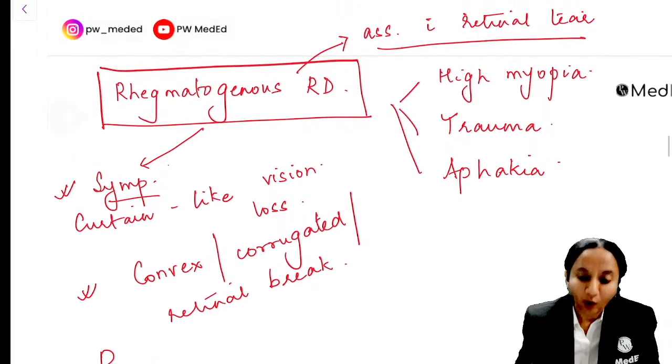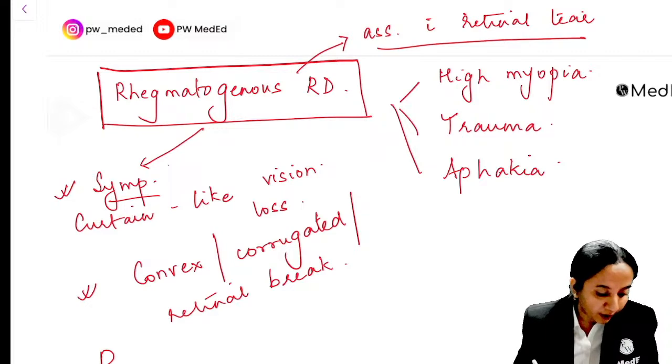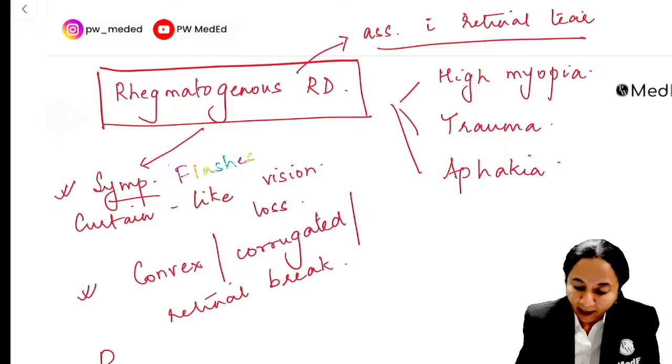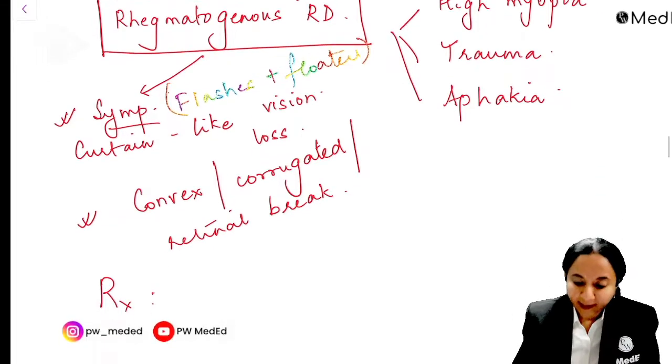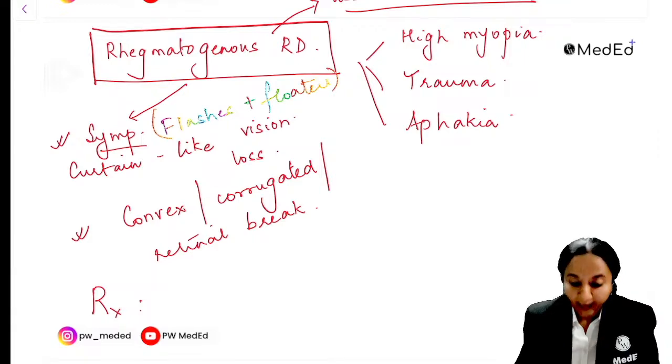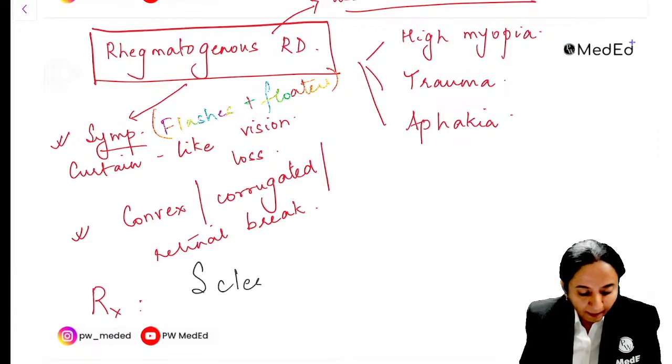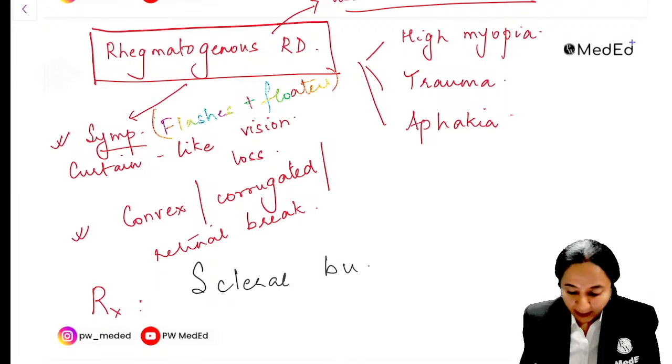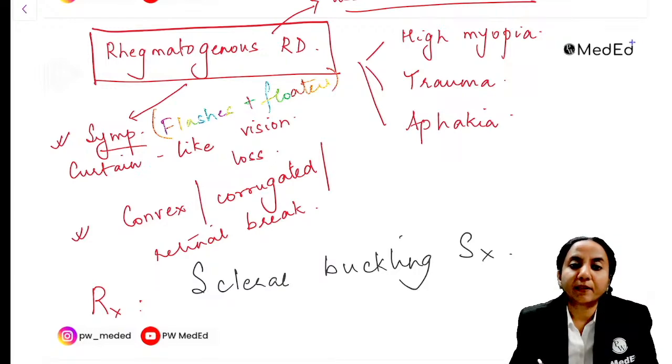Yes, curtain-like vision loss, which may be preceded by flashes and floaters. Good. Very good, Shivam. Correct. And who will tell me what is the surgery of choice? What do we have to remember here? If we are asked what is the surgery of choice for regmatogenous RD, the name of the surgery is scleral buckling surgery. So scleral buckling surgery is the surgery of choice for regmatogenous RD. Okay, so this much we have to remember about regmatogenous RD.